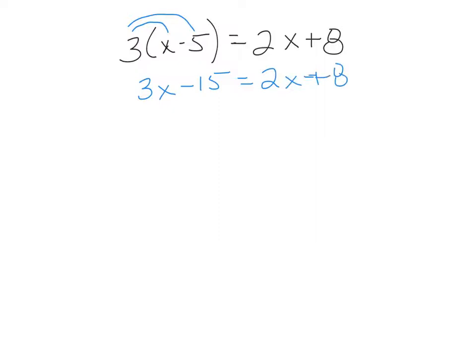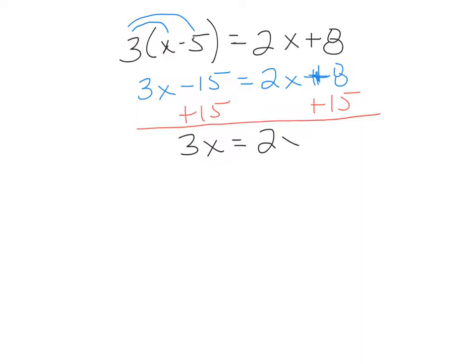Now I'm going to do the same thing that I just got done doing with the last problem, if I could make that a plus. I am going to add 15 to both sides. If I add 15 to the left-hand side, I have to add 15 to the right-hand side. And the reason I'm doing that is I want to get the constants together on the same side. So now, on the left-hand side, I'm just left with 3x. On the right-hand side, I'm left with 2x plus 23 when I add 8 and 15 together.